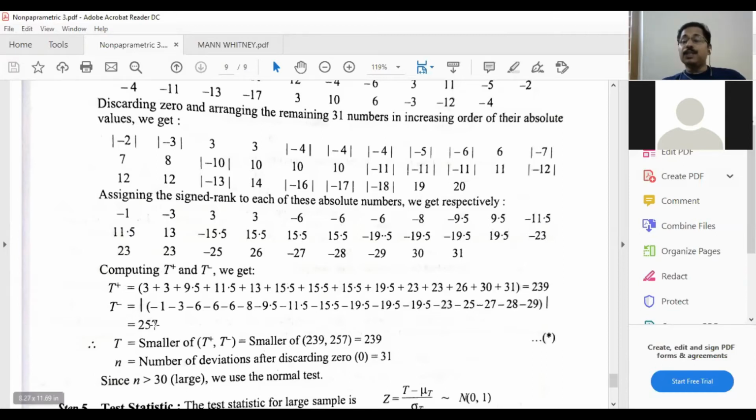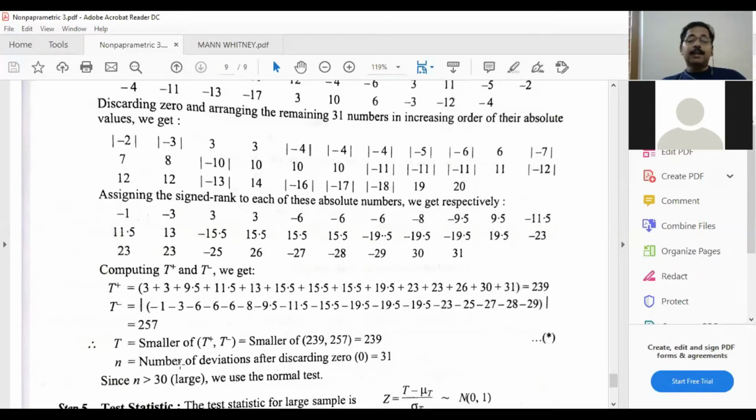That is 257. Now, what is test statistic T? T is the smaller value of T plus and T minus. Which is the smaller value? Here 239 and 257 are the 2 values. So the least value is 239. So you take 239 as your test statistic.